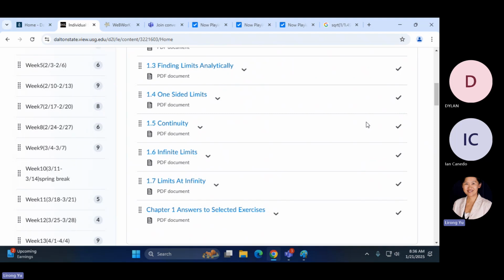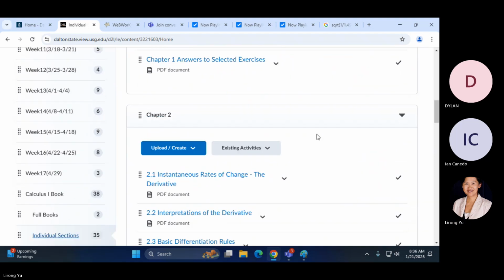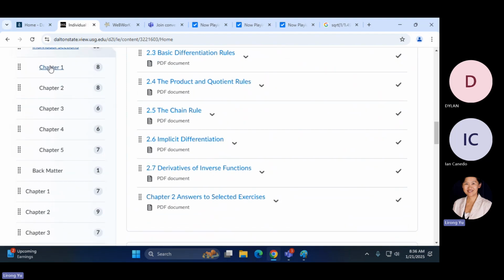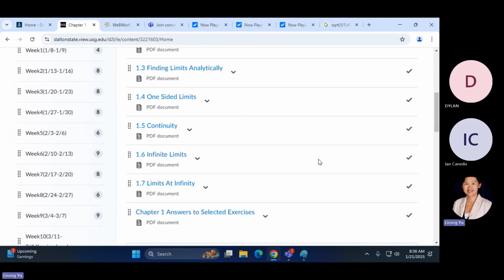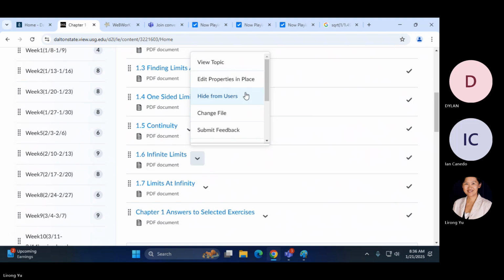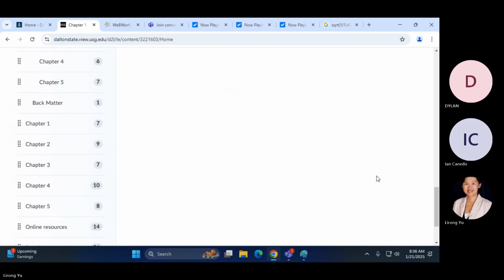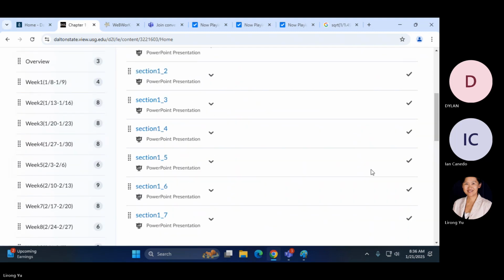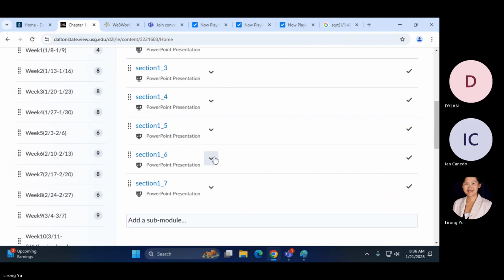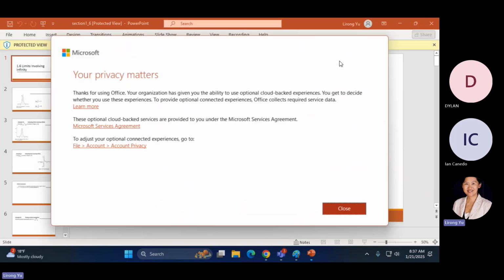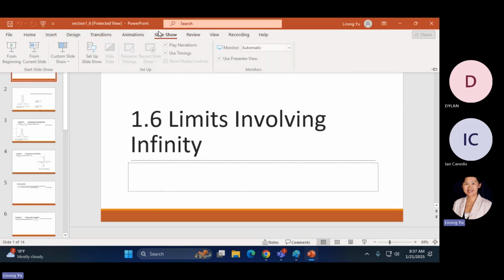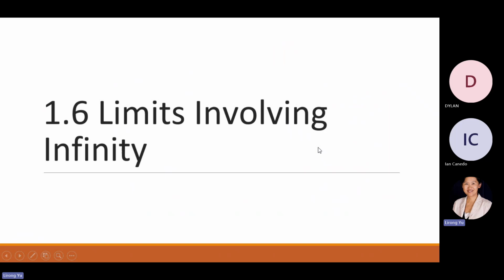All right, let me pull up my file that I had before, and so it's 1.6. That's the one. There's 1.6. Let's talk about infinity limit. This one is when the function value goes to infinity. Limit involving infinity.